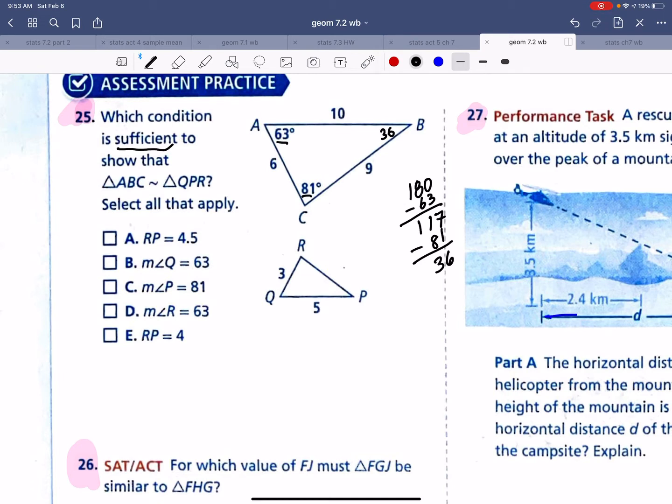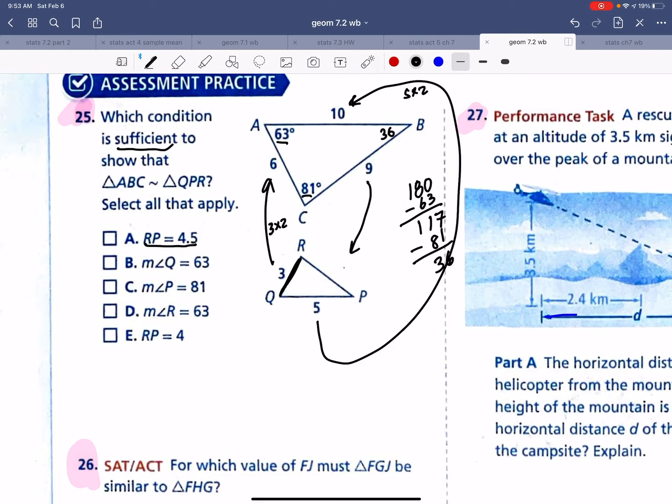And we have sides that look like they make the same ratio, right? This is 3 times 2, and this is 5 times 2, right? So if they gave me another piece of information, like if this last piece was whatever this side is, times 2 is 9. So working backwards, what's 9 divided by 2? I get 4.5. Yeah, that's why I like this one. If this is 4.5, then 4.5 times 2 is 9.